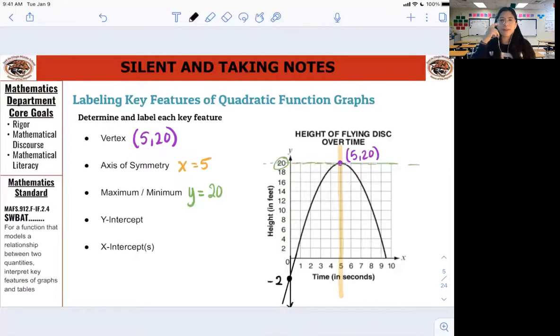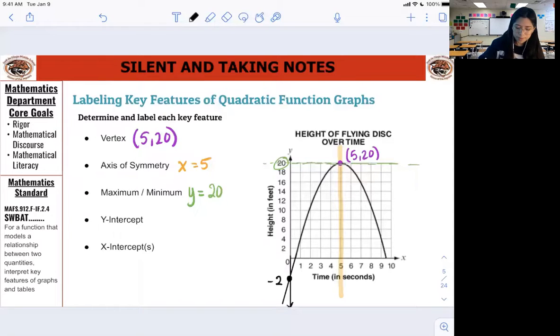But let's actually think about this for a moment. I'm talking about the height of a flying disc. That's like a, what's it called? A frisbee. Is that frisbee gonna go negatively downward under the ground? No. So this is where we gotta kind of think about the real world. So technically, there is a y-intercept, but it doesn't really make sense in the real world.